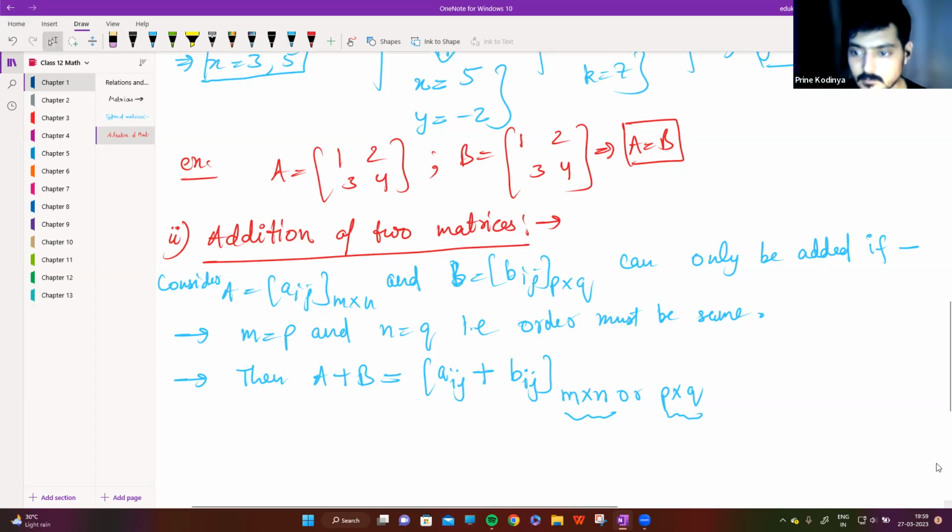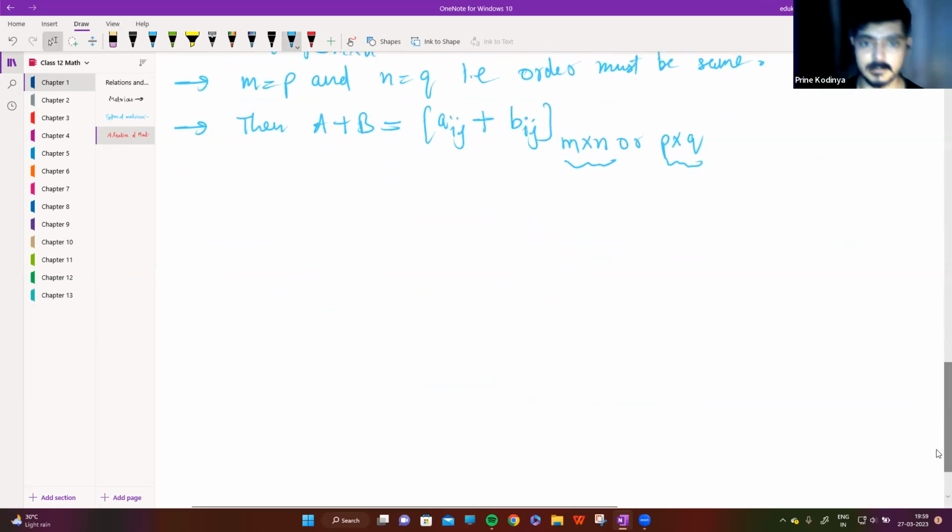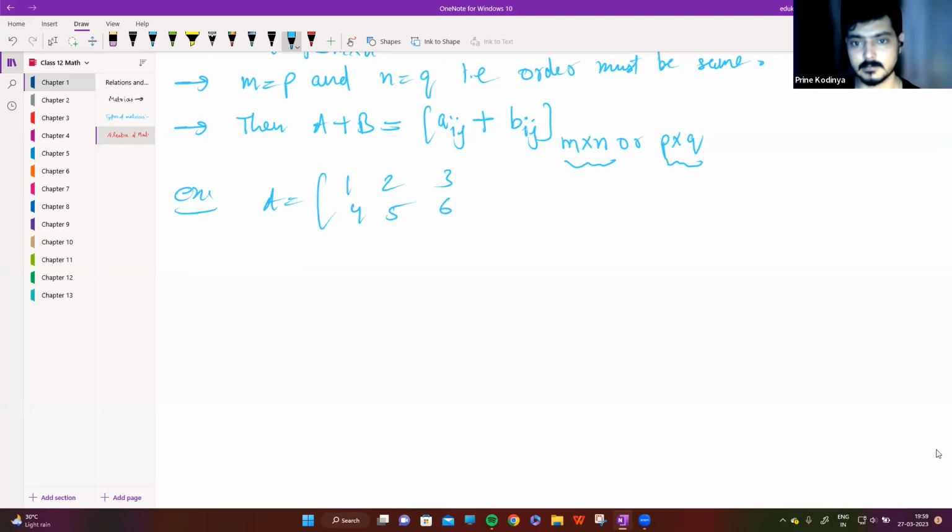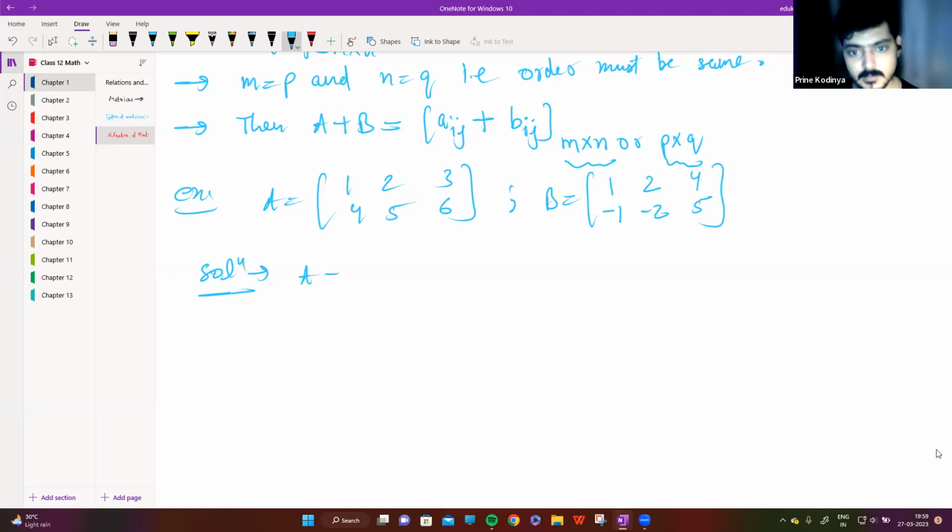Let's understand this with a very simple example. Let's say we have this A which is 1 2 3 4 5 6, and this is B which is 1 2 minus 1 minus 2. Can we add A and B right now? No, because this has 6 elements, this has 4. Their order must be the same, then we can add them. What will be A plus B?